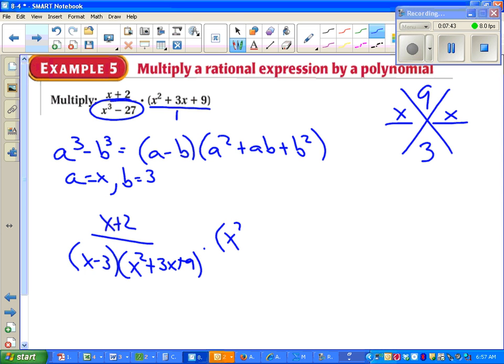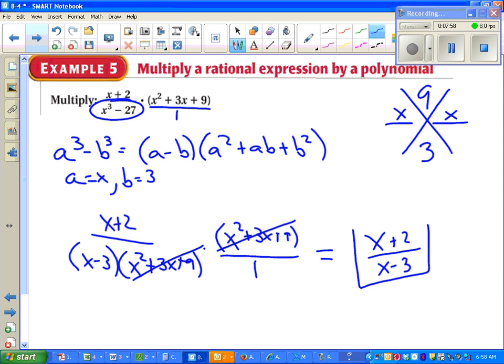Now something interesting happens. X squared plus 3x plus 9 cancels out. X plus 2 or x minus 3 do not cancel out, so they're part of our final answer. And we're done.